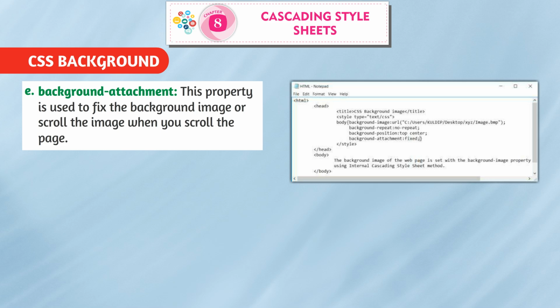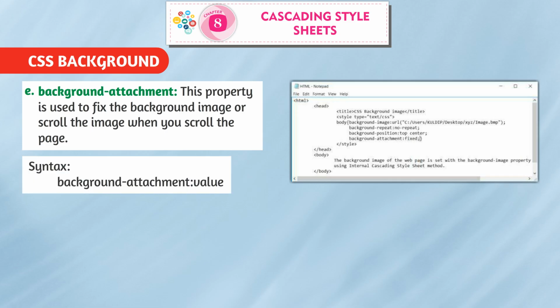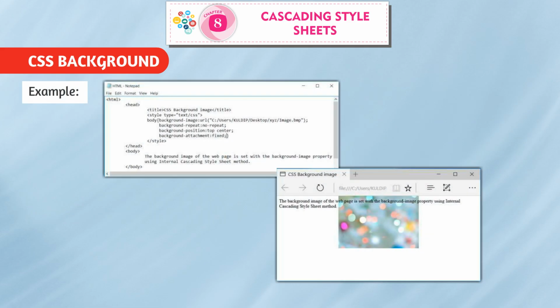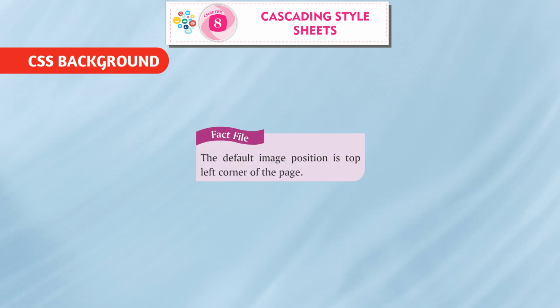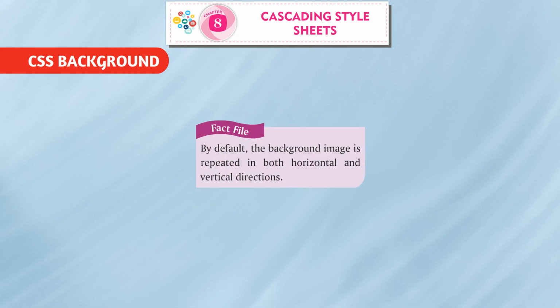E. Background attachment. This property is used to fix the background image or scroll the image when you scroll the page. Syntax: background-attachment: value, where value can be fixed or scroll. Example. Fact file: the default image position is the top left corner of the page. Fact file: by default, the background image is repeated in both horizontal and vertical direction.